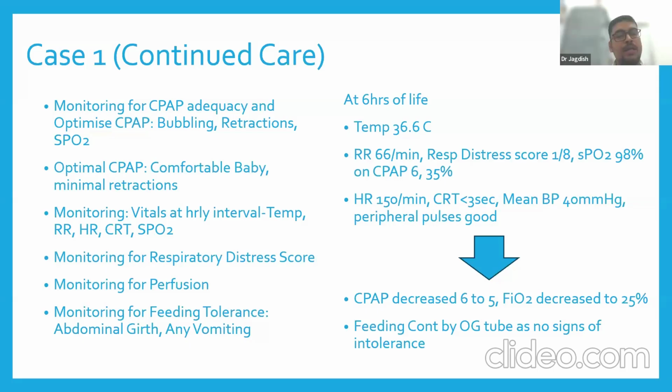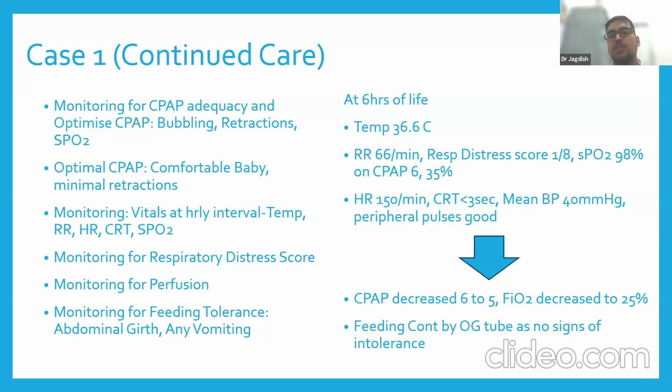And we need to continue to monitor perfusion because we have started full feeds for this baby. So we have to monitor for feeding tolerance. What we monitor here is, every 2 hourly before giving the next feeding, every 3 hourly here for a term baby, we monitor the abdominal girth and look for any signs of vomiting or particularly altered color or blood in the aspirate. If the abdominal girth increases by more than 2 centimeters, then only we go for NG tube or OG tube aspirates. Then this baby was monitored continuously, and at 6 hours, the baby's temperature was normal.